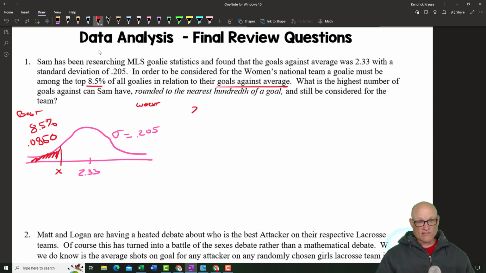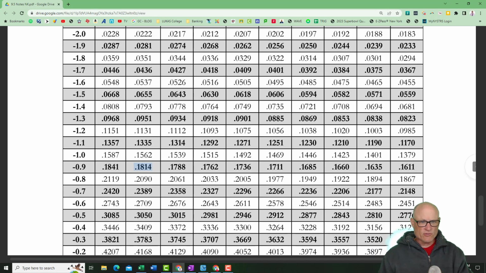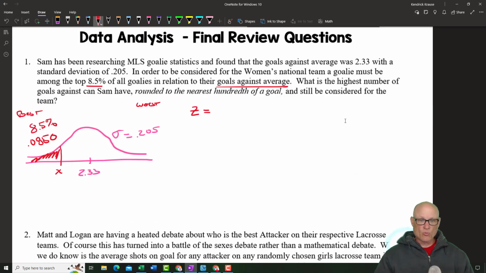That's 0.0850. Since I gave you the percentage, you got to go find the z-score of 0.0850. Here's 0.0853. So that's 1.37. Now that's my z-score. That's not what I'm looking for. So now I got to put it in the z-score formula. 1.37 equals x minus 2.33 divided by 0.205.